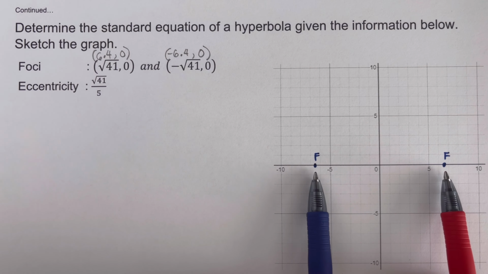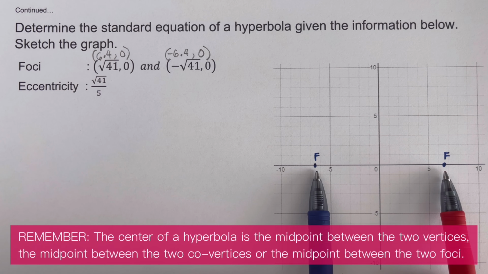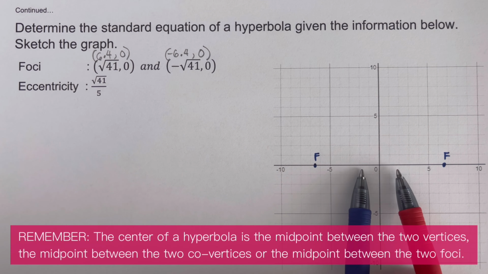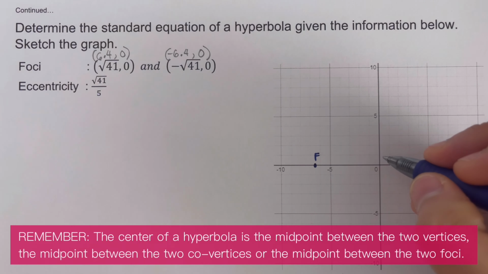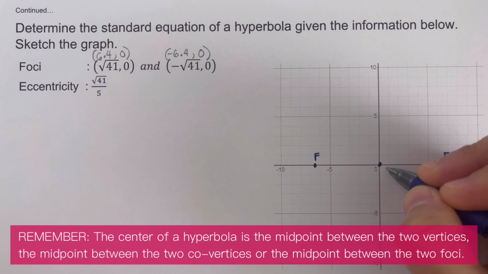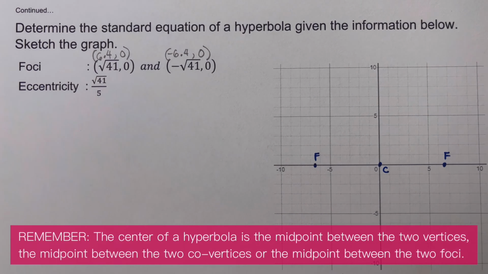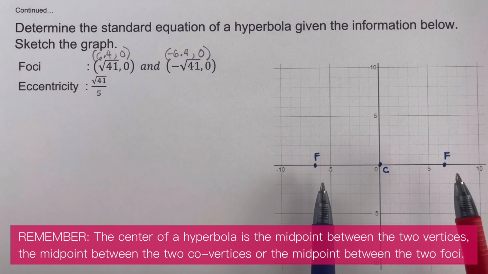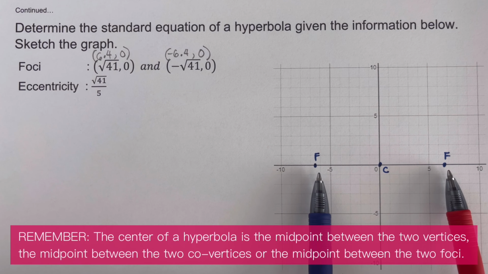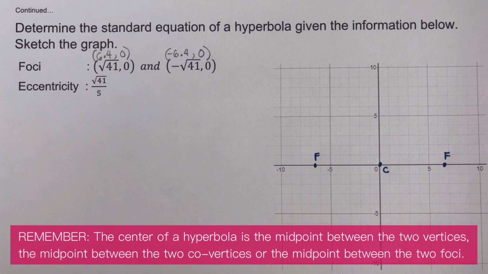I labeled it. Now we remember that the center of the hyperbola is the midpoint between the two vertices, the midpoint between the two co-vertices, or the midpoint between the two foci. So the midpoint between these two foci is the origin, or 0, 0. So we write this as the center. Since these two foci are horizontal relative to each other, this is an example of a horizontal hyperbola with center at 0, 0.